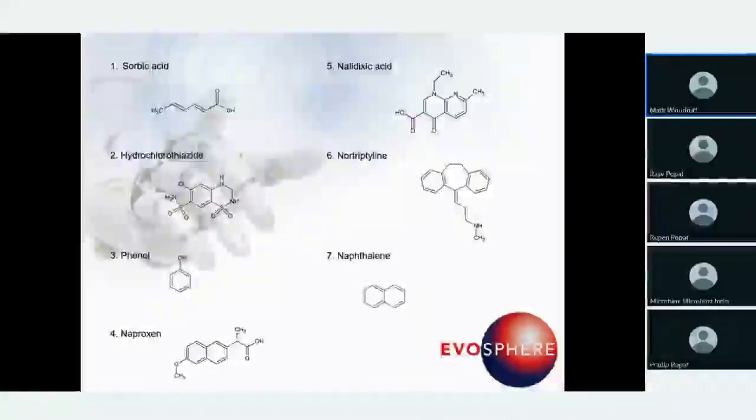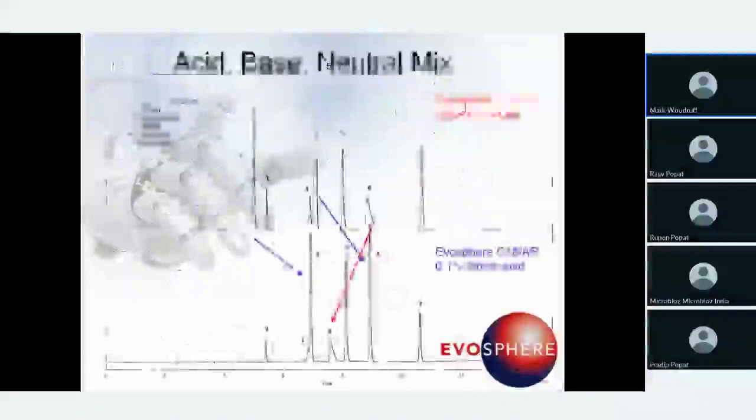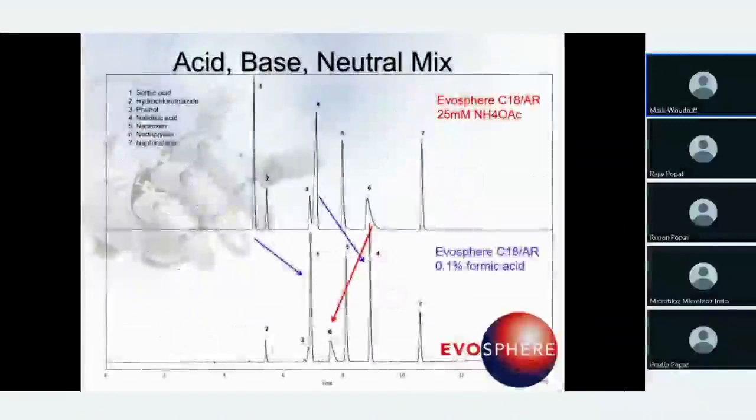And we can take mixtures to prove this using acids, bases, neutral compounds: naphthalene, phenol, obviously relatively neutral, nortriptyline as a basic compound, nalidixic acid as an acid, and sorbic acid as an acid. How does this compare on multiple phases? And can we also use the selectivity of the potential dipole charge? And the simple answer is yes, we can.